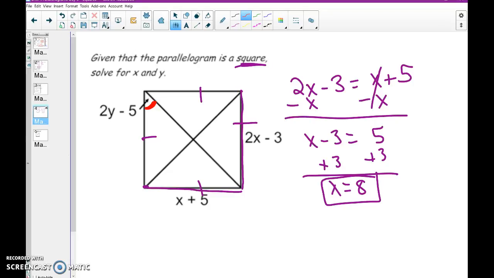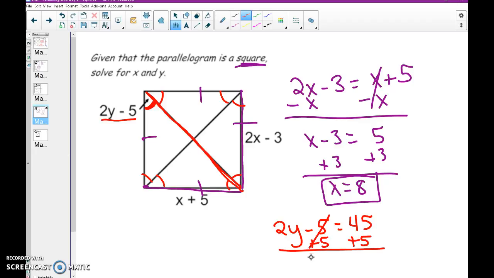Do you remember what we talked about with the diagonals? They bisect those 90 degrees, which means each one of these tiny little corners is 45 degrees. If that's true, then 2y minus 5, whatever I plug in for y, has to make this equal 45 degrees. Well, if I set 2y minus 5 equal to 45, I can pretty quickly solve that.